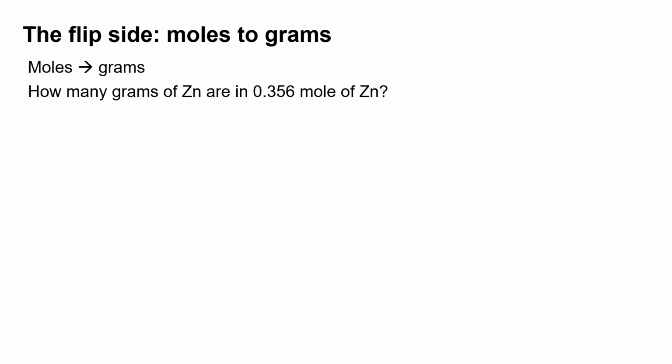Now the flip side, moles to grams. How many grams of zinc are there in 0.356 moles of zinc? Again, handle this one on your own, but note that in this case, you're going from moles to grams.